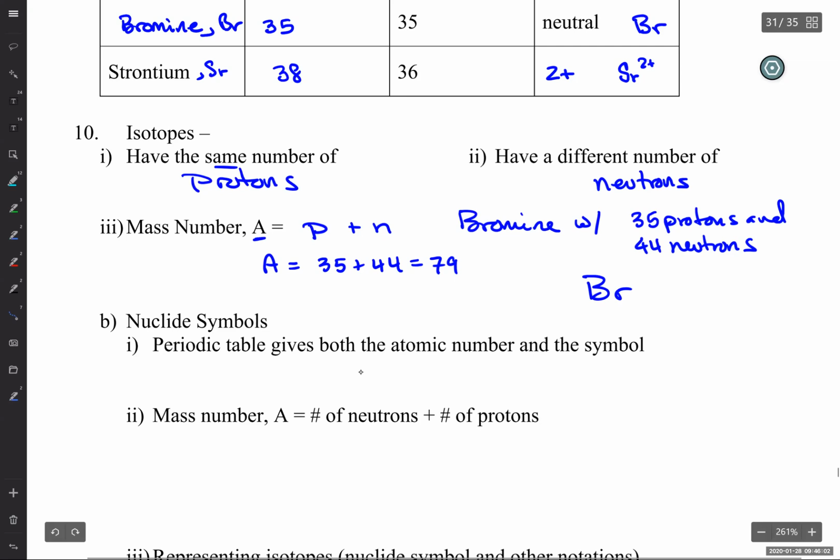Then the nuclide symbol would be like writing Br, and then you would write 79 and 35. The 35 could be left off because once you have the Br, you know the 35, but they usually put the atomic number right there. So you need the protons, you need the mass number, and the element to do that.